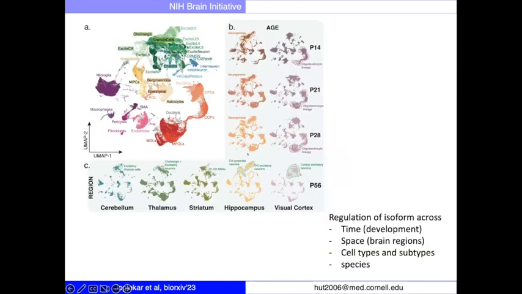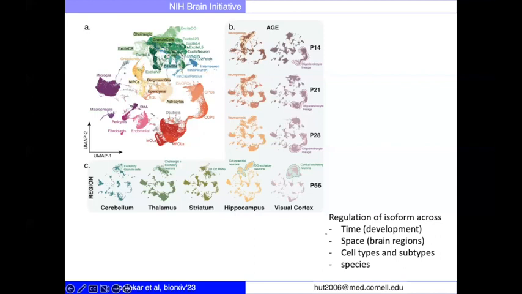Right, so what we set out to do is to have this isoform consensus over multiple brain regions, and we specifically chose cerebellum, thalamus, striatum, hippocampus, and visual cortex. This was at P56, which was fixed by the Brain Initiative as adult mice. And then we had 3 developmental time points, P14, P21, P28, for the visual cortex and hippocampus.